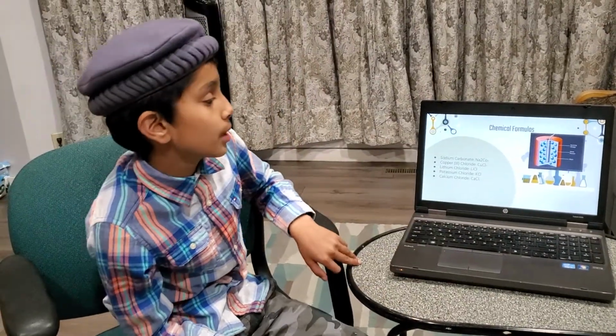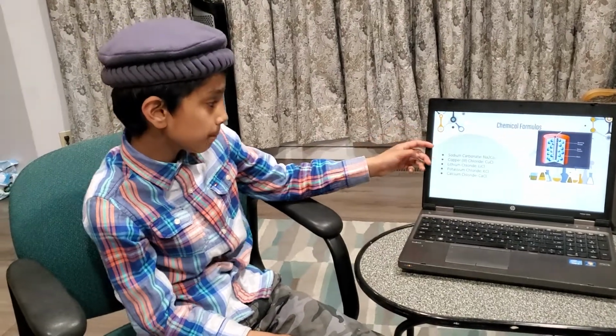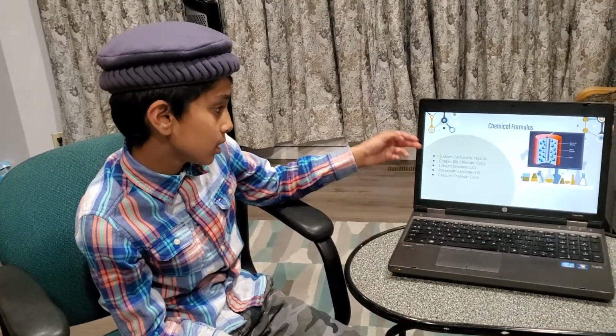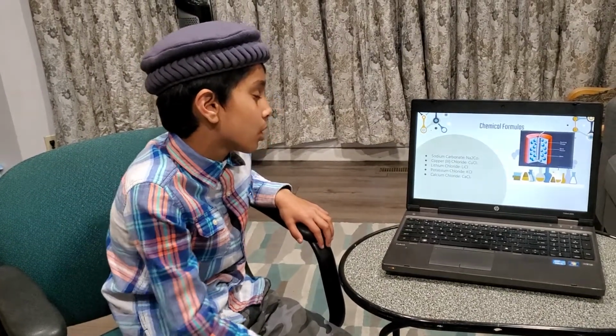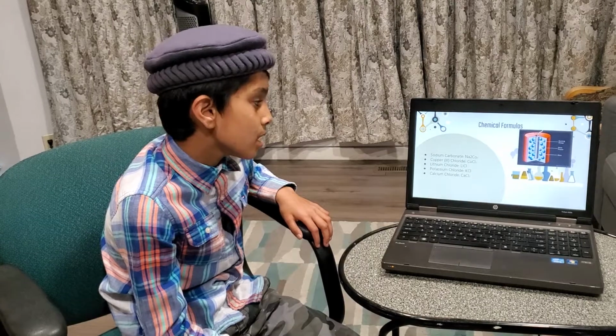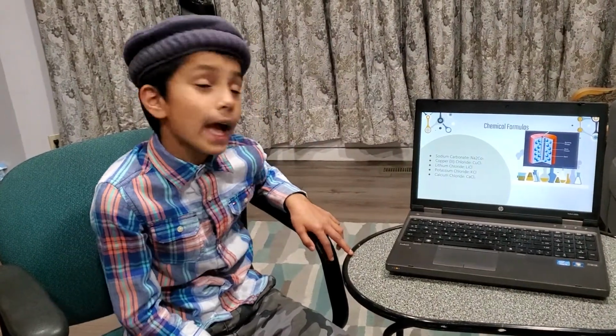Chemical formulas. These are the chemical formulas I will be using for the flame test: sodium carbonate, copper chloride, lithium chloride, potassium chloride, calcium chloride.